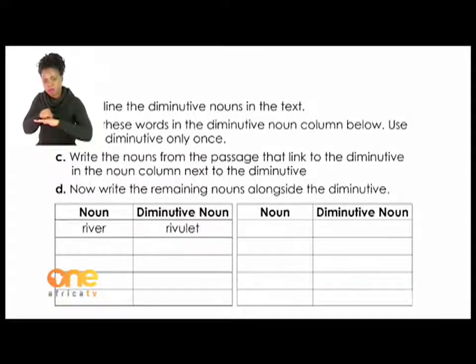And then B says, write these words in the diminutive noun column below. Use each diminutive only once. Right. So I would like you to do that exercise.